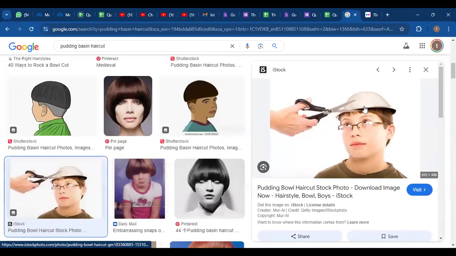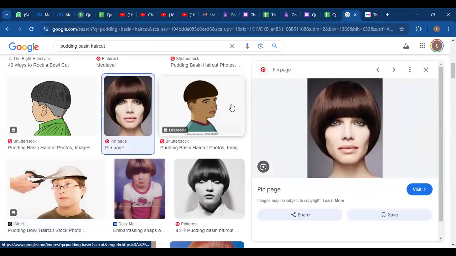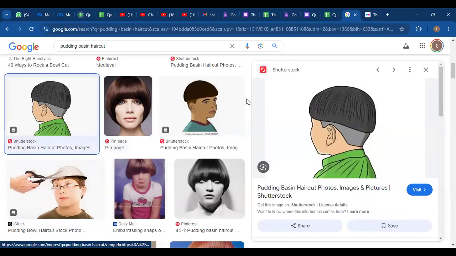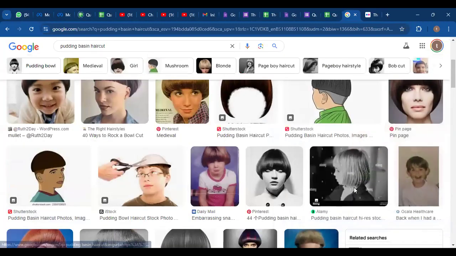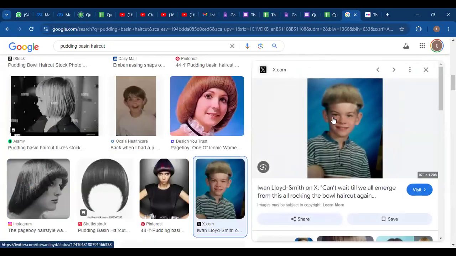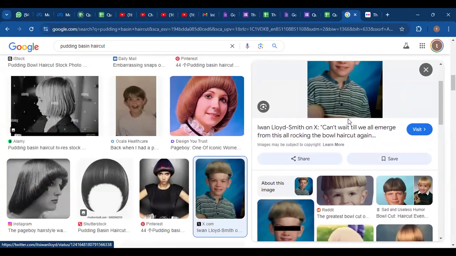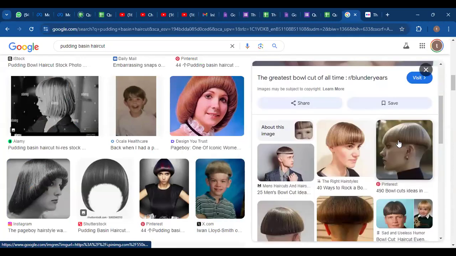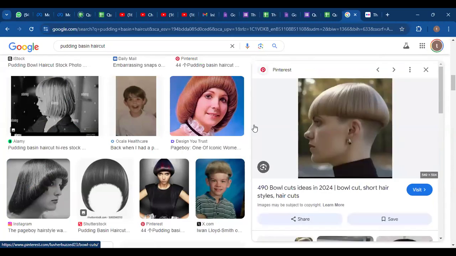So imagine using a bowl to cut your hair. This is also a putting basin style, right? So it's like cutting your hair in the shape of a bowl. That looks kind of funny to me. That's putting basin, right? Now the only difference is, so imagine this guy. So this is putting basin style here, right? So again, this is putting basin style. This is also putting basin style, right?